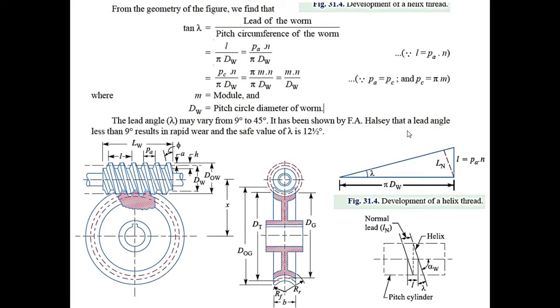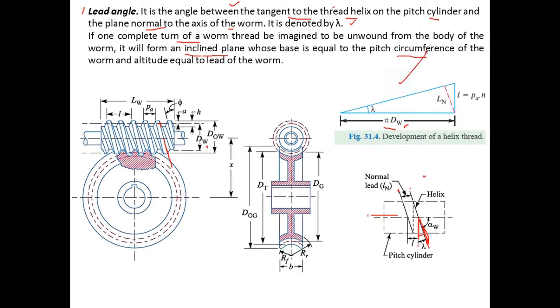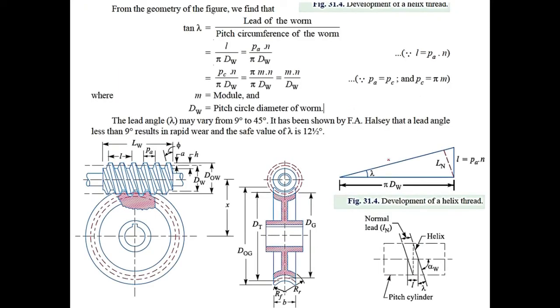Now from the geometry of the figure, if we analyze this figure, I am going to regenerate it here. So tan of your angle lambda will be equal to lead, this is L, lead of the worm, divided by pitch circumference of the worm, pi dw. So tan lambda will be equal to L by pi dw, right?